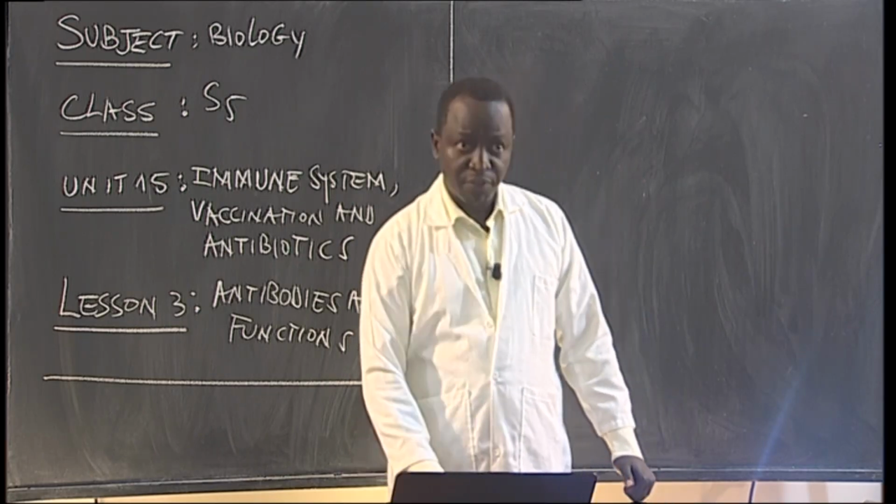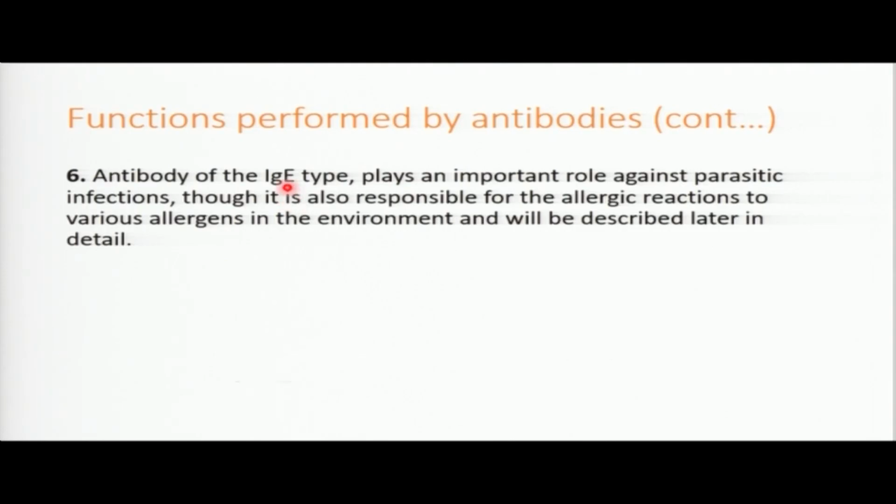So finally, we have immunoglobulin E, which plays an important role against parasitic infection, though it is also responsible for allergic reaction. So now, we also have this antibody, which is responding to what? To the parasitic infection, the parasite. When we get a different parasite in our body, sometimes there is allergy which is going to be produced. So this antibody E is the one involved in the allergic response to various agents in the environment.